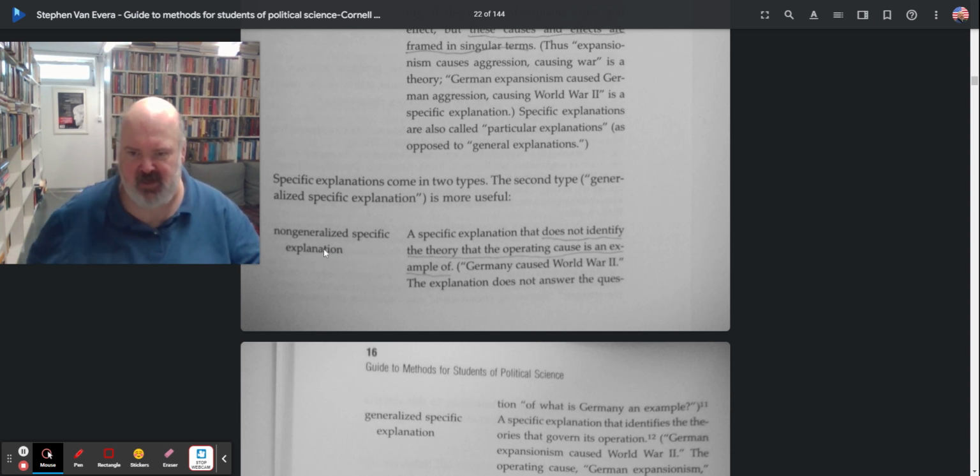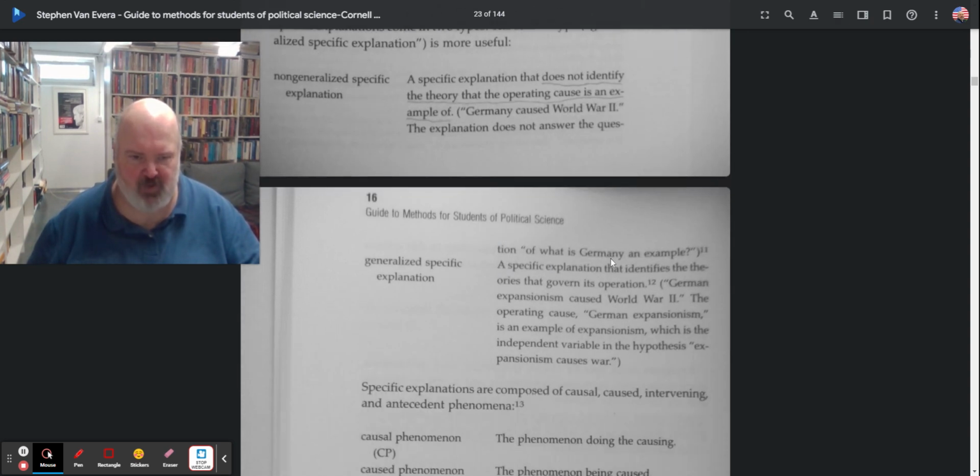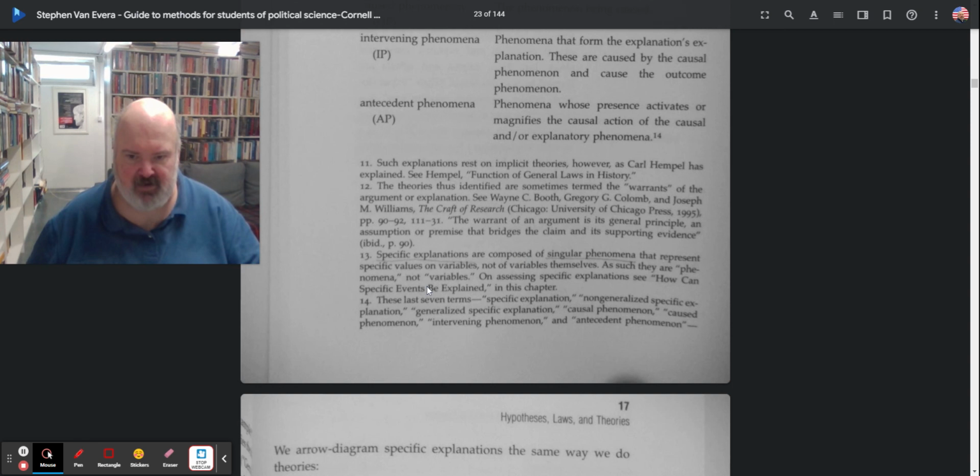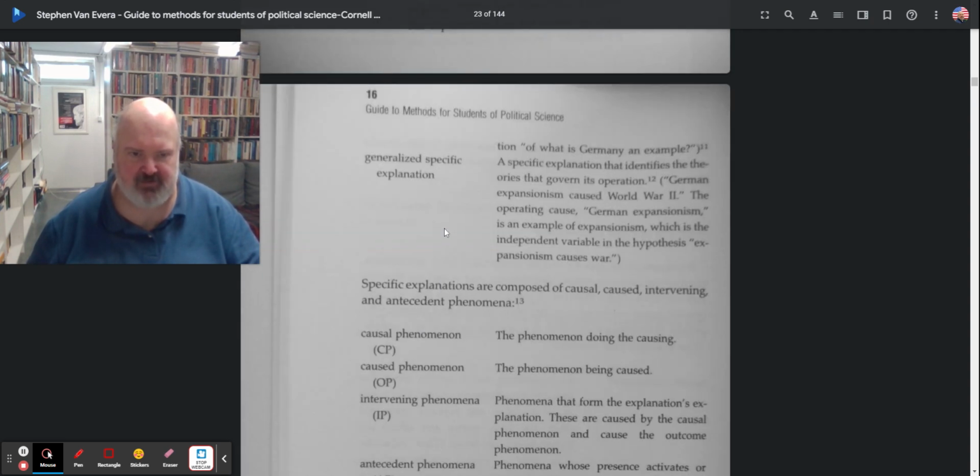Non-generalized specific explanations: a specific explanation that does not identify the theory operating for the cause as an example. Germany caused World War II. This is non-generalized. The explanation does not answer the question of what Germany is an example of. Now, such explanations rest on implicit theories. As Carl Hempel has explained, sometimes these theories are implicit, implied. But it's never good to just leave it implicit. You need to explain.